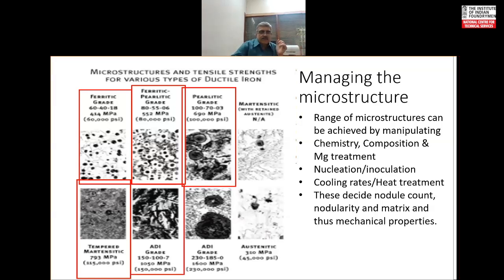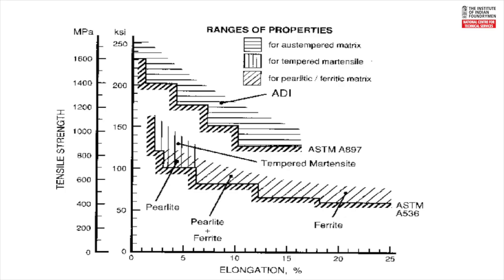And you move towards ADI, then the strengths go even higher, to austenitic ductile iron, which has been transformed. So two more higher grades. This graph, what we saw in microstructures and figures there, as you can see, ASTM A536 and then ASTM A897, that was for ADIs.